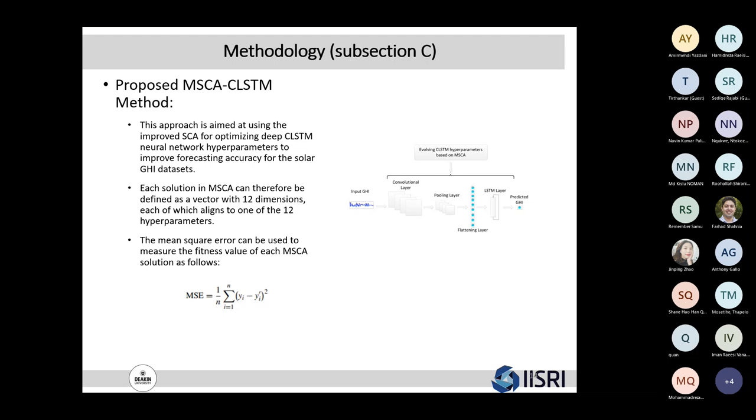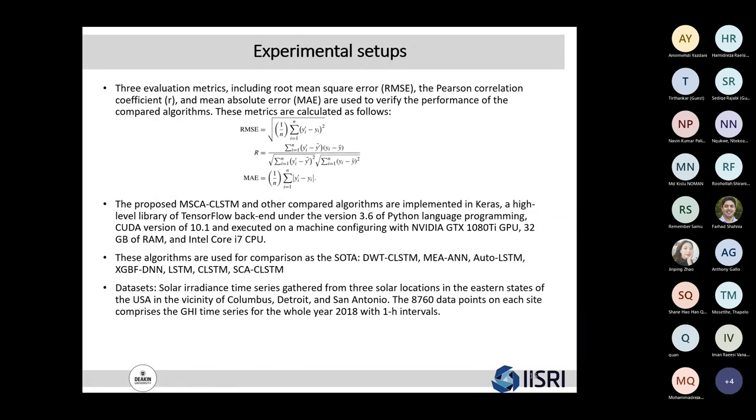For example, the data from the input time series are split into two sets, training and testing. As we might know, the training set is needed to optimize the CLSTM hyperparameters with the aid of MSCA, whereas the testing set evaluates and tests the output of the final GHI prediction model. So we have used the mean squared error, as you can see its formula here, as the fitness function to measure the fitness value of an MSCA solution.